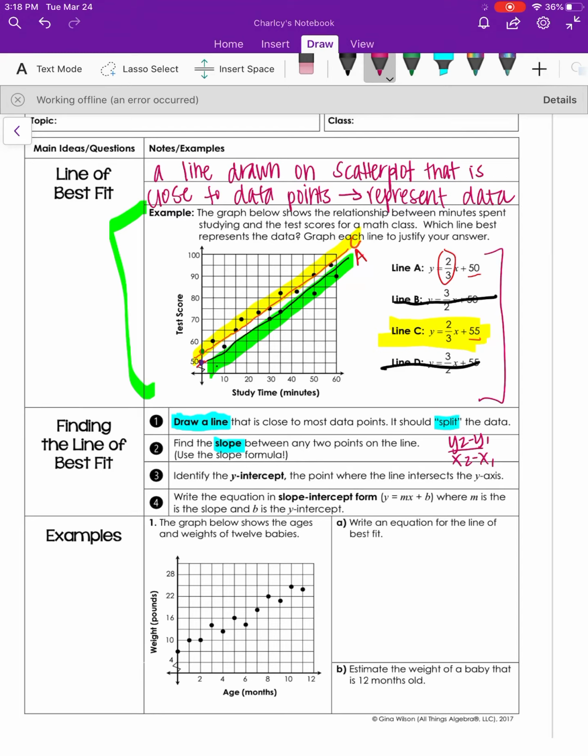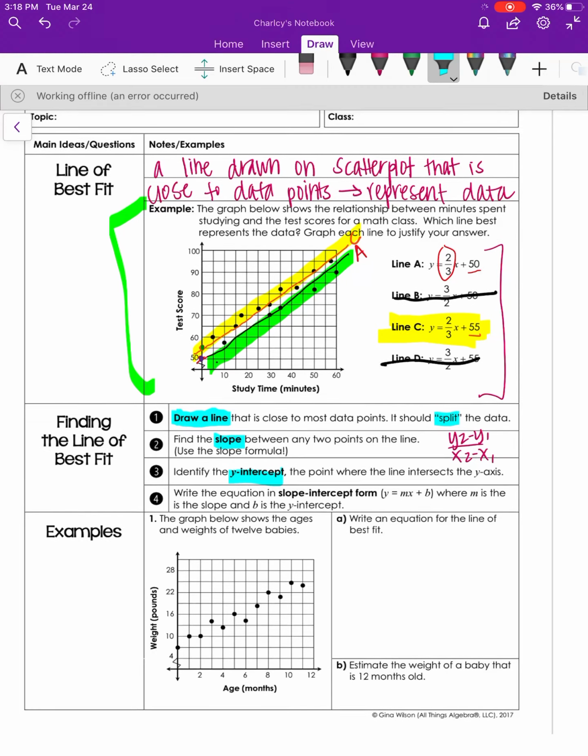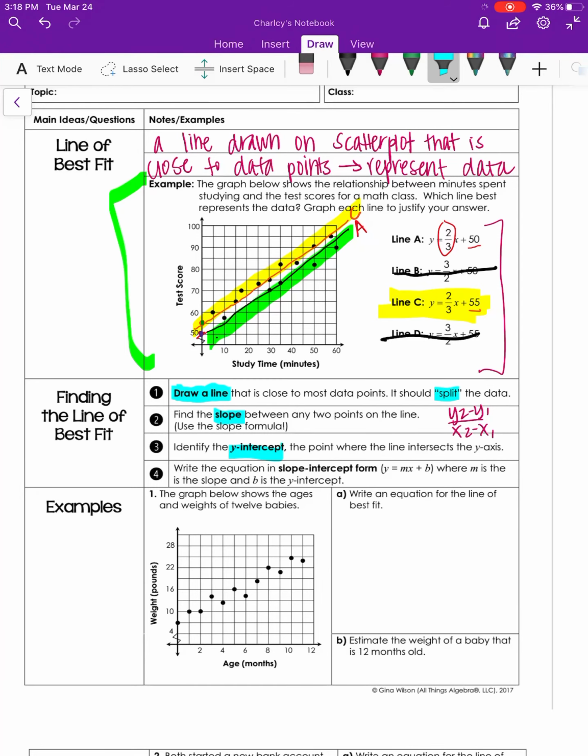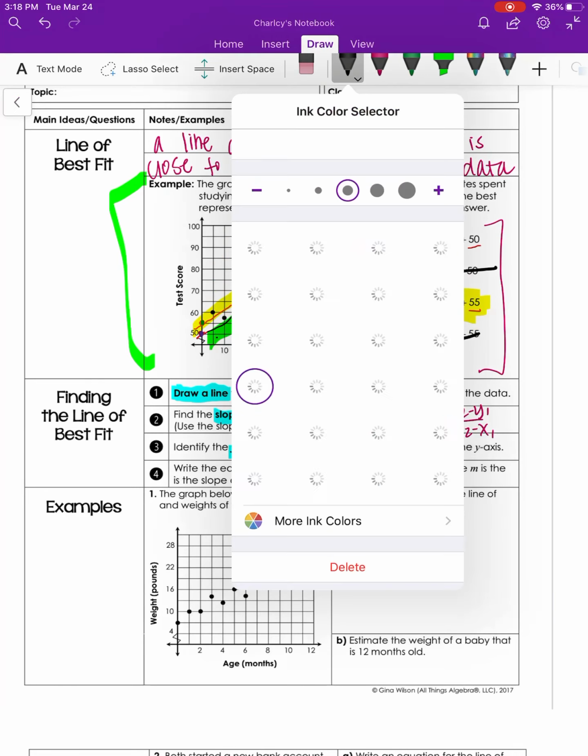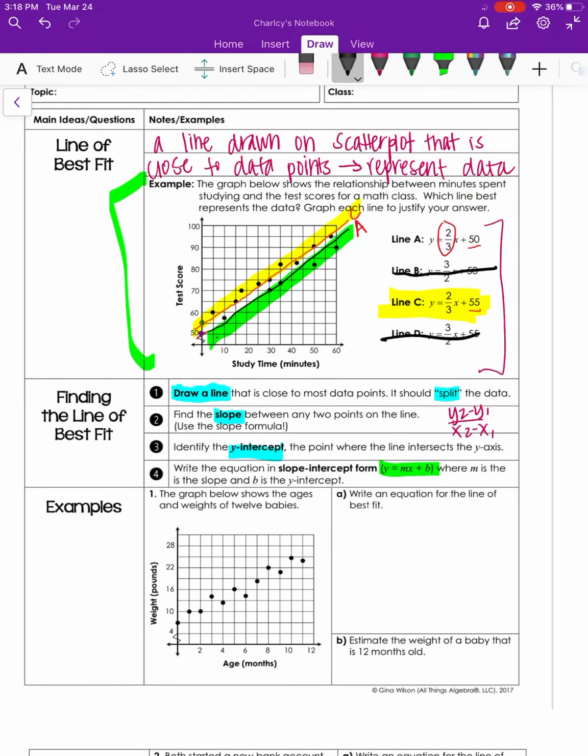Step 3 is you identify the y-intercept, and you guys know that's where it crosses the y-axis. Step 4, you write your equation in slope-intercept form, which you know is y equals mx plus b, where m is the slope and b is the y-intercept. All right? So, with that being said, you can draw a line of best fit yourself. But for now, since you guys are really great at drawing those slopes yourself, we are not going to focus on that as much because you've already practiced that a lot in class.